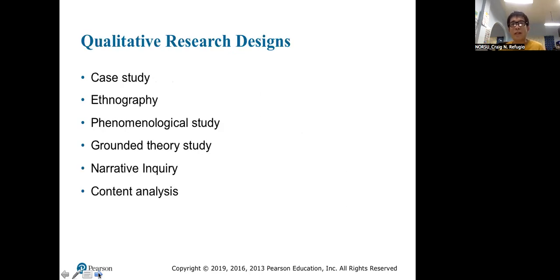Qualitative research designs. Now, what are those different common qualitative research designs? Number one, we look into case study, ethnographic research design, phenomenological research design, grounded theory research design, narrative inquiry, and then content analysis. So these are some of the common qualitative research designs that the chapter is actually focusing on.